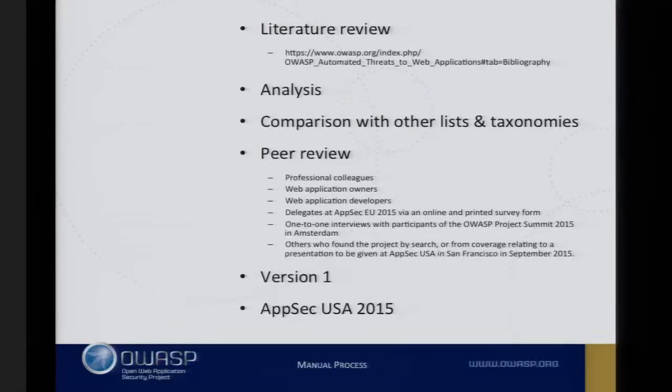So I started at end of January, beginning of February this year, and I identified and read or skim-read 150 sources of information. They're all listed on the project's wiki page on the OWASP website. There were blog posts, news, vendor reports, breach reports, academic papers, white papers, technical papers, all that type of stuff. And from that, I got about 600 data points that I was interested in. They weren't all automated threats, but they were in the area of interest.